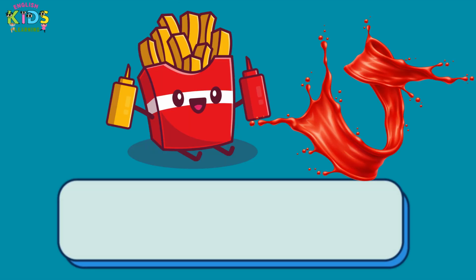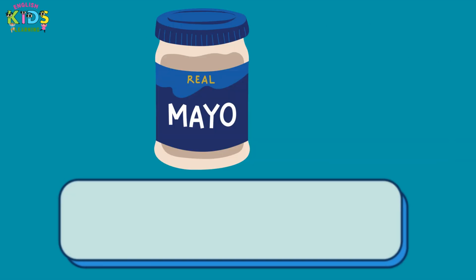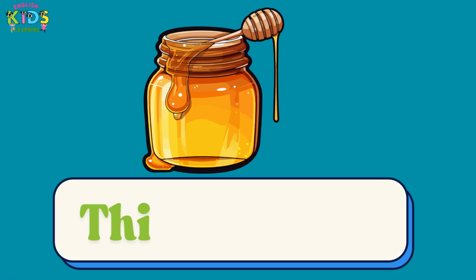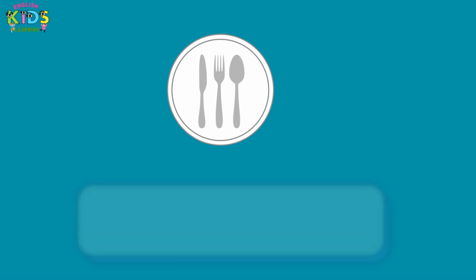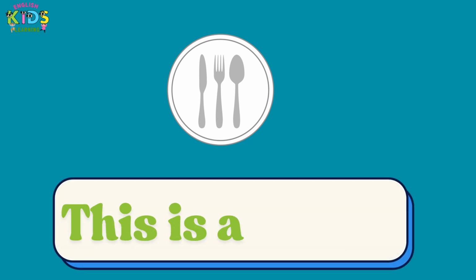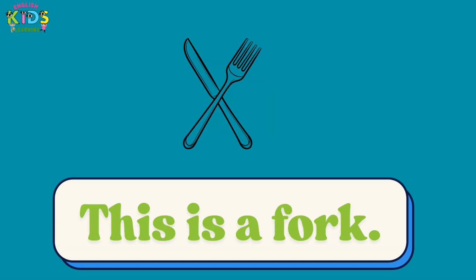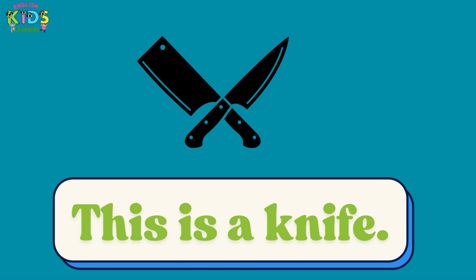This is ketchup. This is mayonnaise. This is honey. This is a spoon. This is a fork. This is a knife.